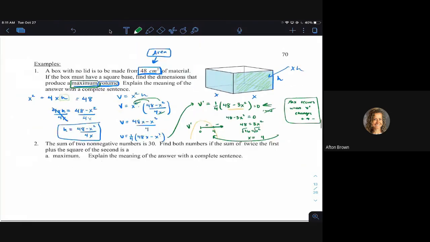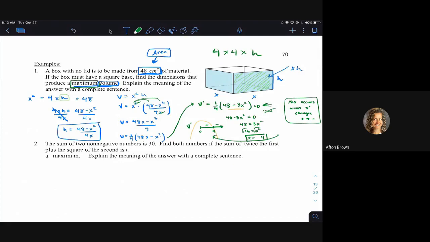Read these questions again to make sure, because sometimes they ask for the dimensions and sometimes they ask for the actual volume. This question said, find the dimensions of the box that produces this maximum volume. So what we know is we need x to equal 4. So the dimensions of this box would be 4 by 4 by the height.